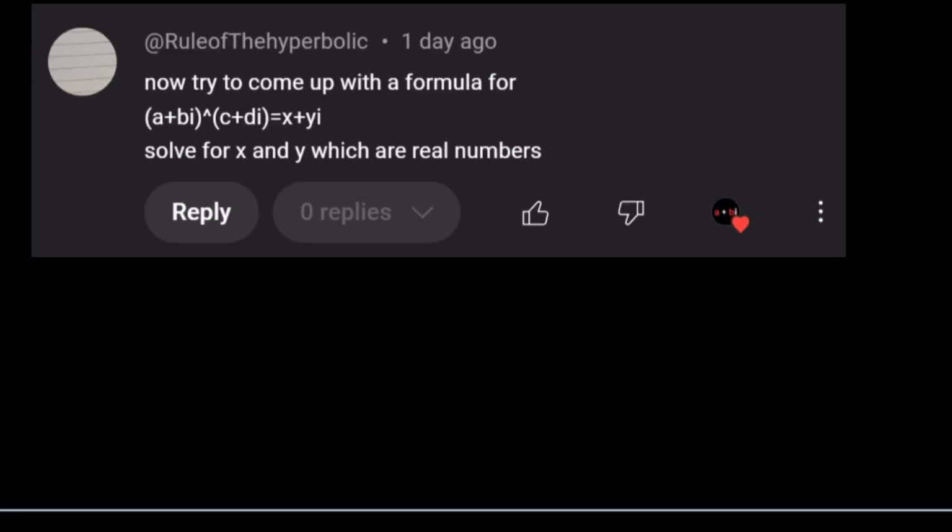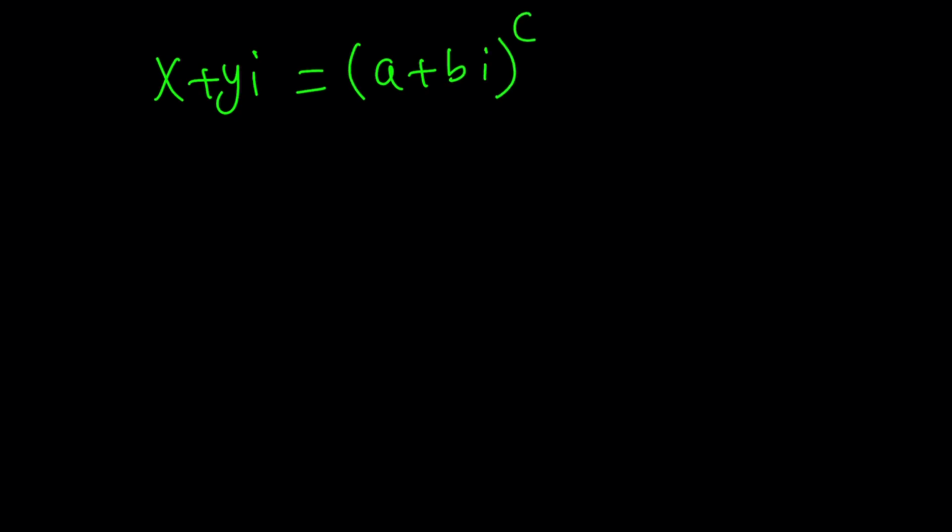Great. So we have an interesting scenario. What are we going to do? We're going to find a complex number x plus yi, which is the result of a plus bi being raised to c plus di. A complex number to a complex power. How complex can that get, right? So this is complex exponentiation. And we're going to be using some basic rules of complex exponentiation to be able to solve this problem.